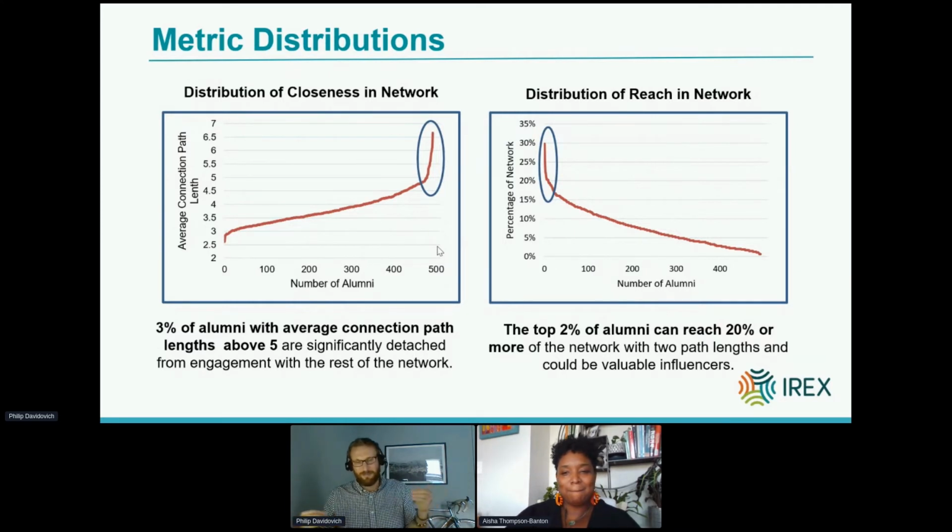On the right-hand side here, this is the distribution of that reach. Remember, this is the friend of a friend kind of concept. And with this one, the top 2% of alumni, the people in the top corner, we're looking for a really high number here because it's just a percentage. The top 2% can reach 20% or more of the network with 2 path lengths and could be valuable influencers.